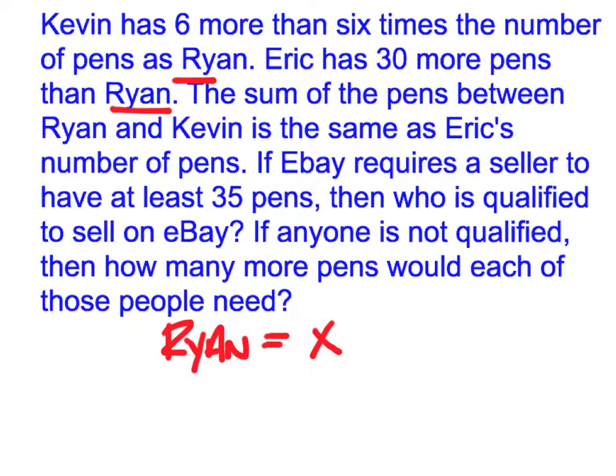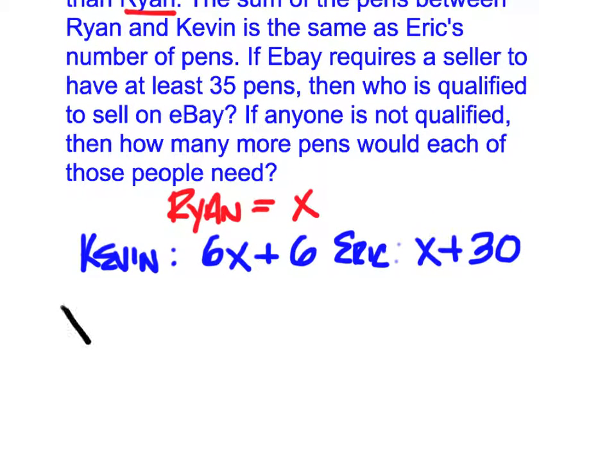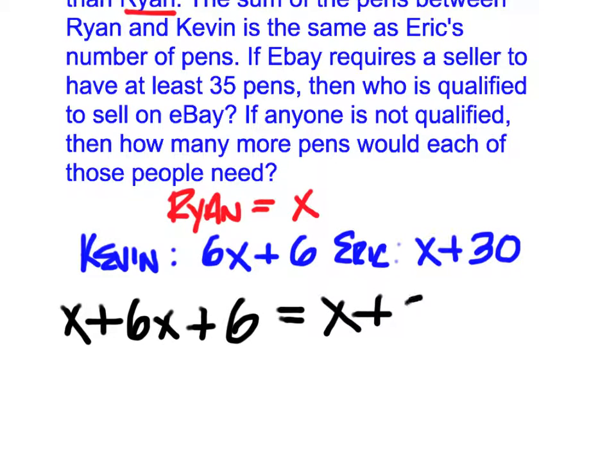Kevin has 6 more than 6 times the number of pens as Ryan. So Kevin would have to be 6x plus 6. And then Eric has 30 more than Ryan. So we'll just put that here, x plus 30. The sum of the pens between Ryan and Kevin is the same as Eric's. So we know that x plus 6x plus 6 should be equal to x plus 30. x plus 6x is 7x.